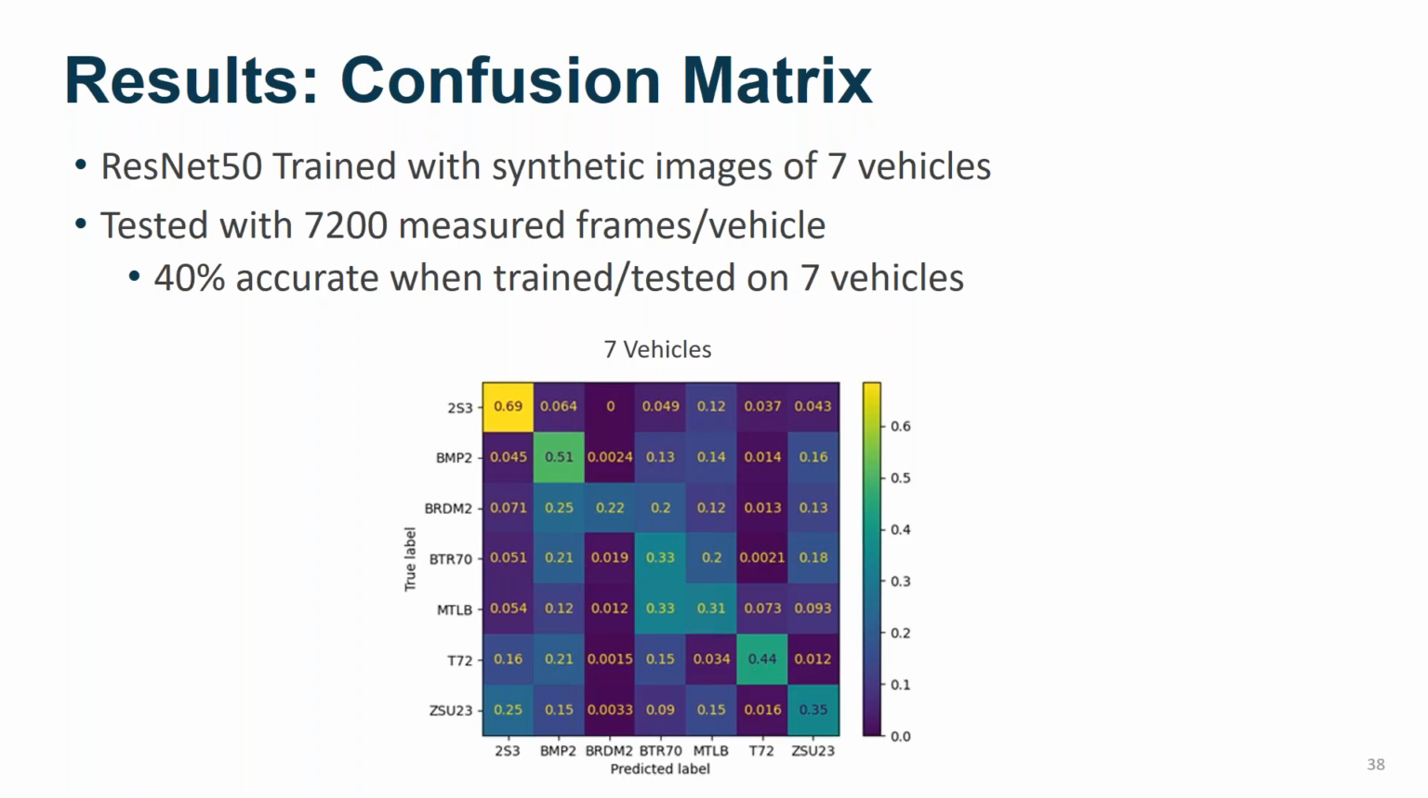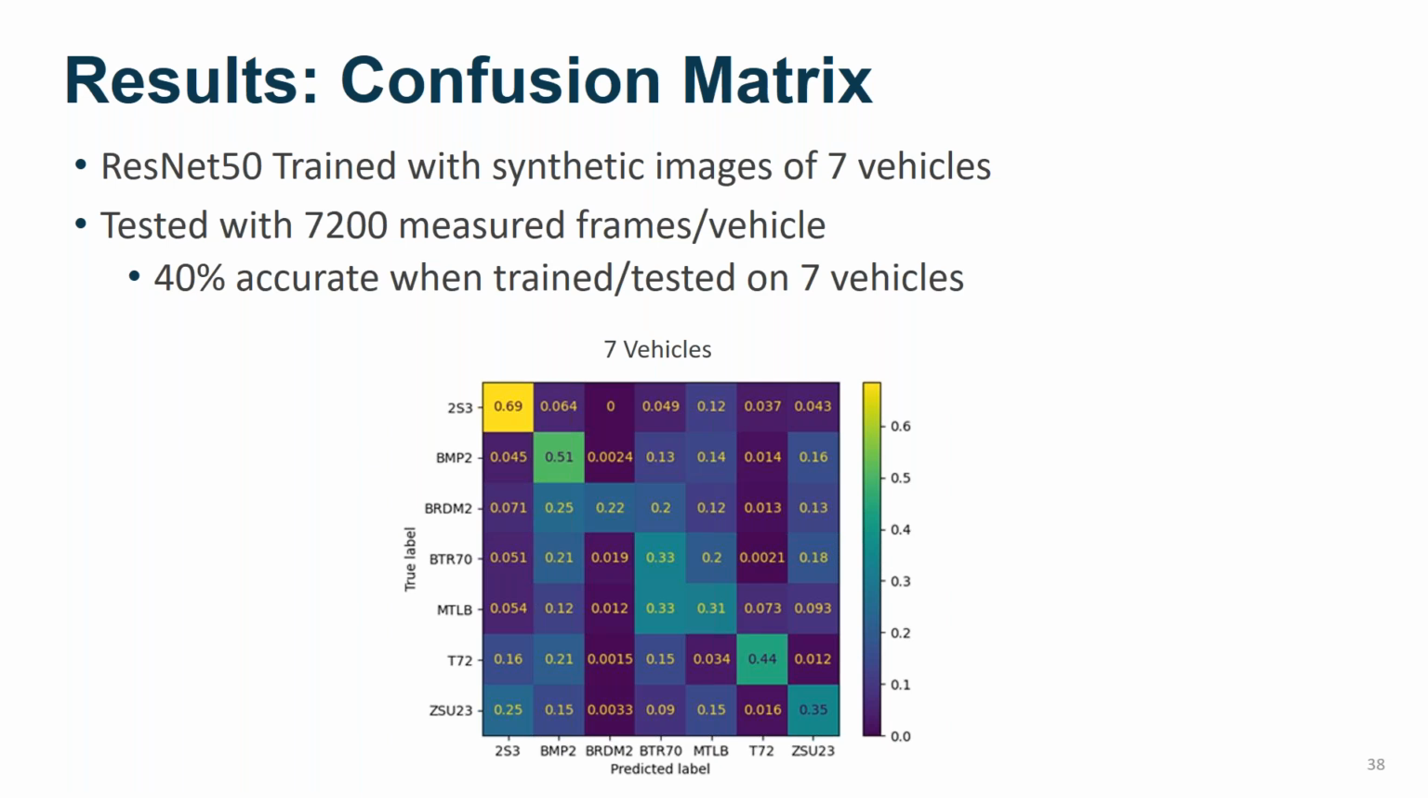Here are similar results for all 7 targets. Once again, we're training with synthetic, testing with measured. With all 7, the overall accuracy drops to 40%. For all 7, the random chance of getting it right would be about 14%. We're getting 40 here, so that's 2.8 times better than random chance. For the 4-vehicle case, it was actually 2.2 times better than random chance. So these percentages aren't great, and I can explain the reasons for these results.